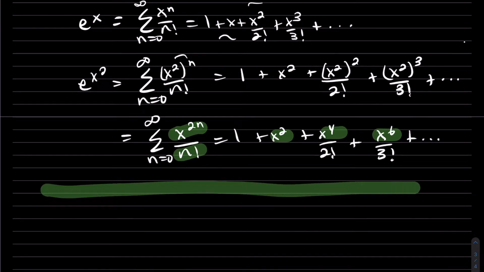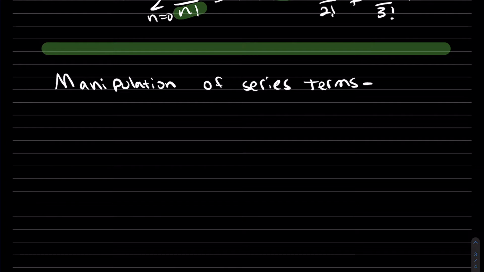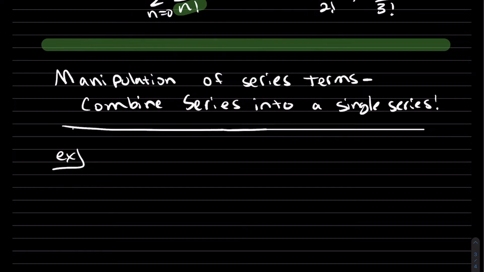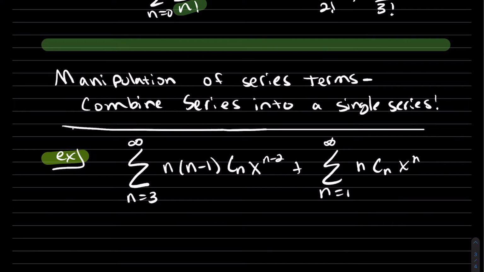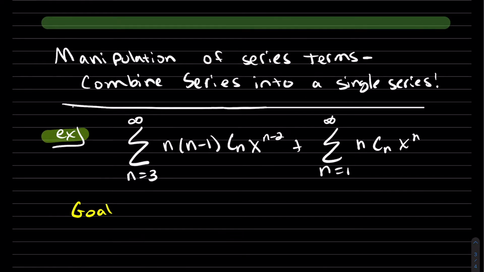So the next thing I'm going to do, and this is very popular, we're going to need this skill very badly in the next coming up sections. This is manipulation of the series terms. We want to basically learn how to combine the series into one series. So let's look at an example. Okay, so our goal is to write as a single power series.